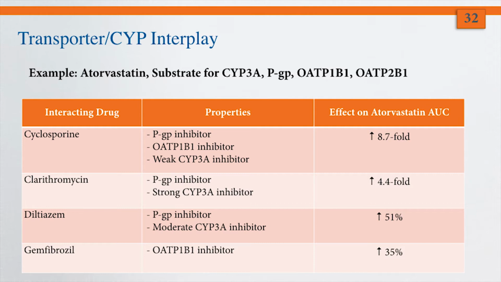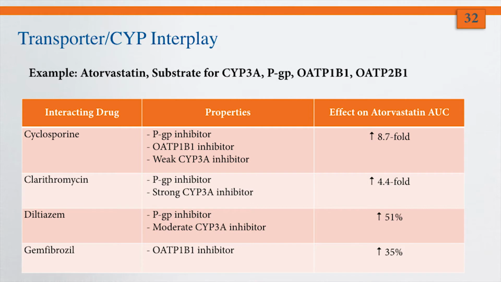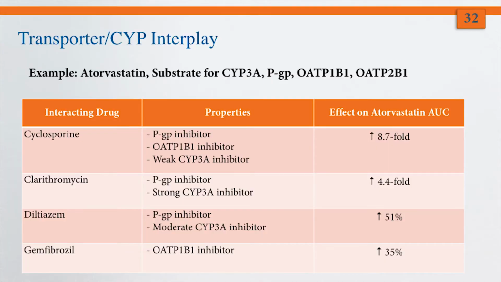As we move up though, when you combine it with diltiazem, which inhibits both PGP and moderately inhibits CYP3A, you see a larger impact on atorvastatin because now we're inhibiting the efflux out of hepatocytes as well as inhibiting the metabolizing enzyme. As we move up, clarithromycin also inhibits PGP, but it's a stronger CYP3A inhibitor. We see nearly 4.5-fold increase in atorvastatin exposure. And finally, cyclosporin, which inhibits multiple drug transporters and is quite a strong inhibitor of the OATP and PGP transporters, you see an almost 9-fold increase in atorvastatin exposure.